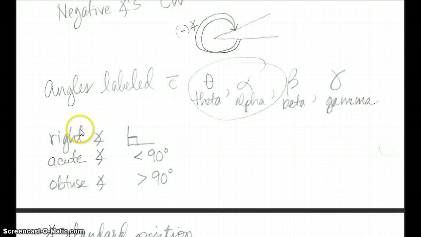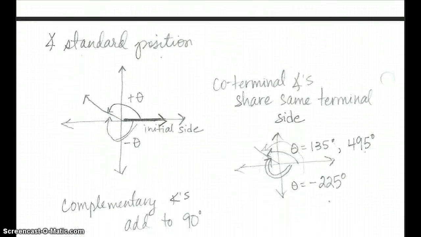We have special angles. We have the right angle. You know, every corner in your house hopefully is built with the right angle. We have acute angles that are less than 90, and then an obtuse angle would be greater than 90. If an angle is in standard position, then that means that it has the initial side and the terminal side. And usually standard position assumes that it is a positive angle.